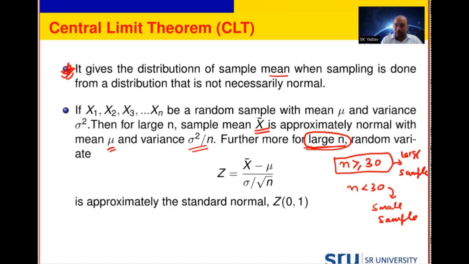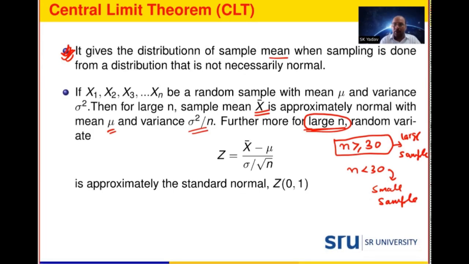So this theorem states that if you have a given population as normally distributed, then it will not matter what the sample size is, because we have already seen the distribution of the sample mean is normal if the population is normal. And this means when x is normal with mean mu and variance sigma square, this implies x bar will be normal with mean mu and variance sigma square by n.